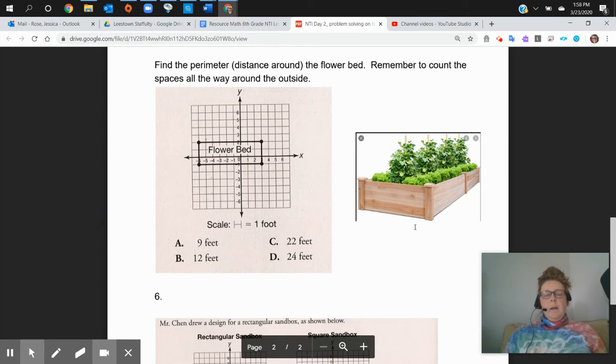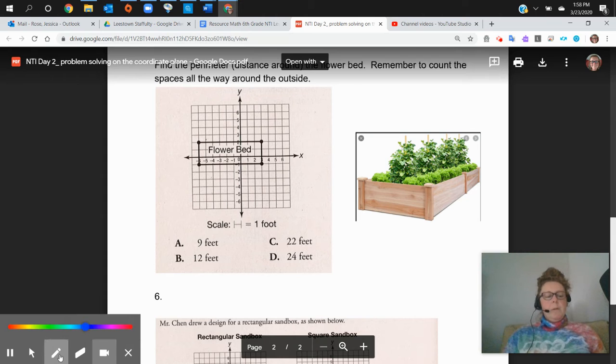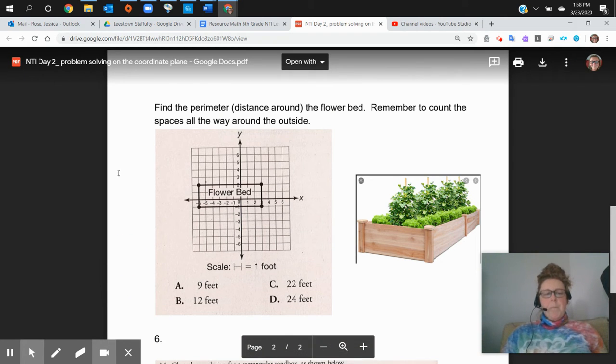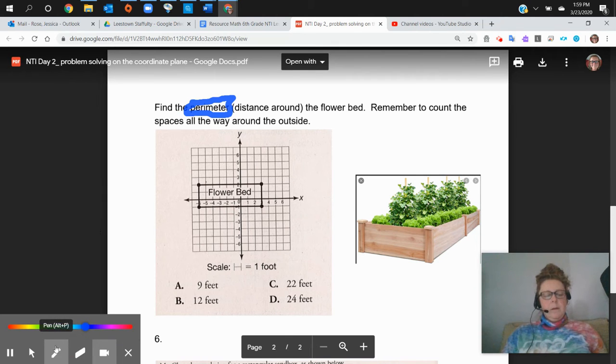The first question asks us for perimeter. Remember, if you have a word problem, you need to box the problem. Okay, you can highlight whatever, but it says find the perimeter, the distance around the flower bed. Remember to count the spaces all the way around the outside.